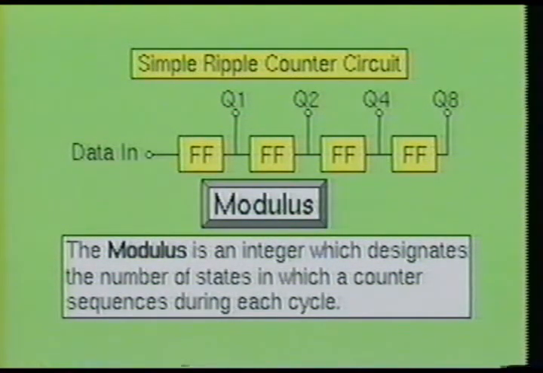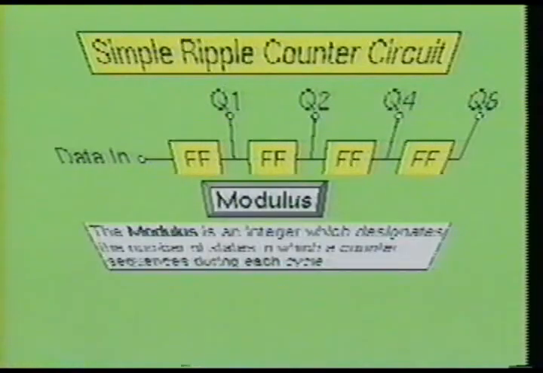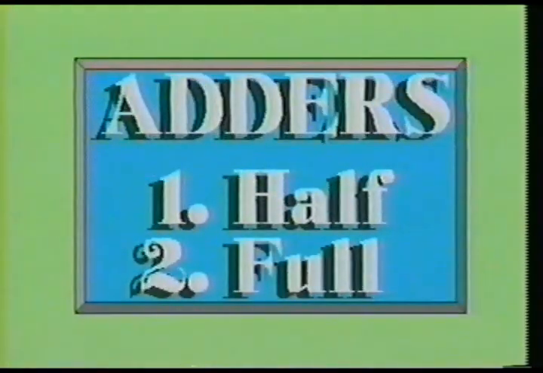This simple combining of numbers is performed by circuits referred to as adders. As you shall see, there are 2 basic adder circuits. These are the half adder and the full adder.